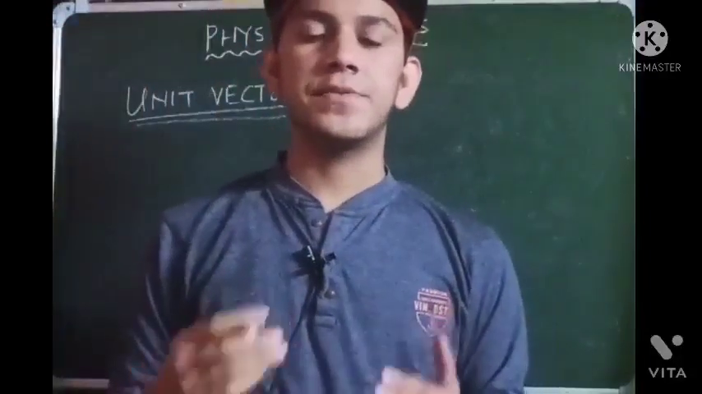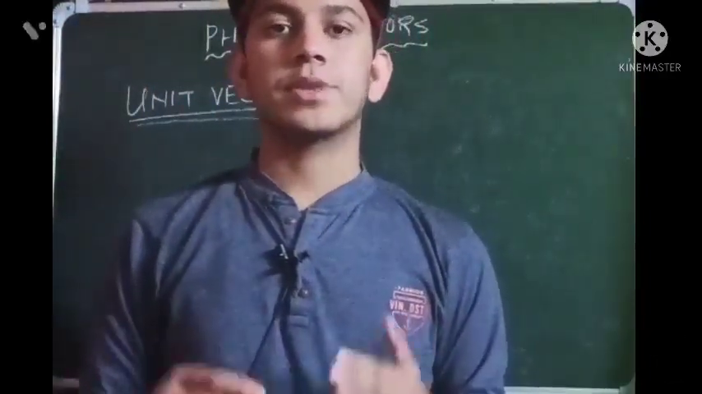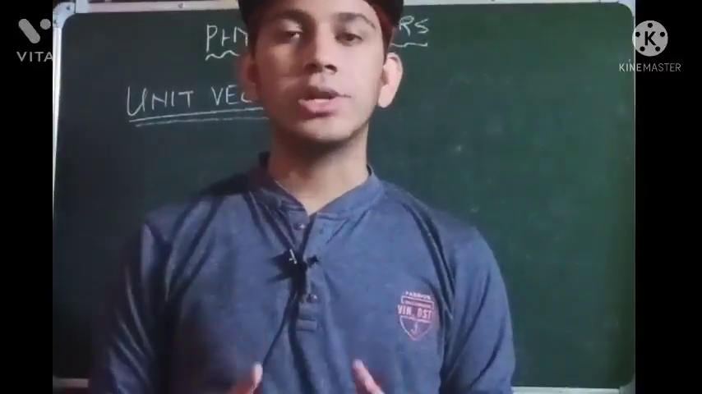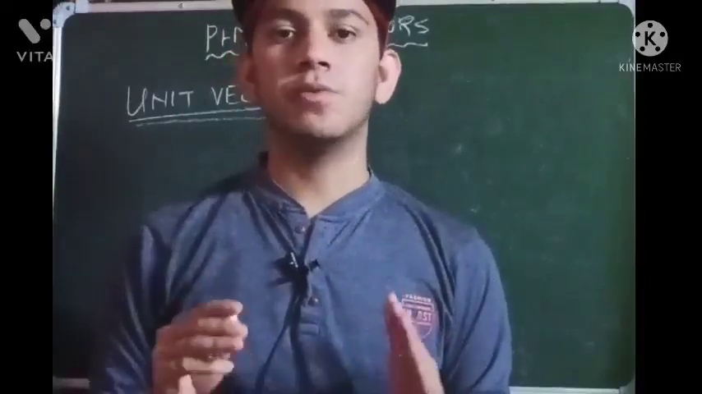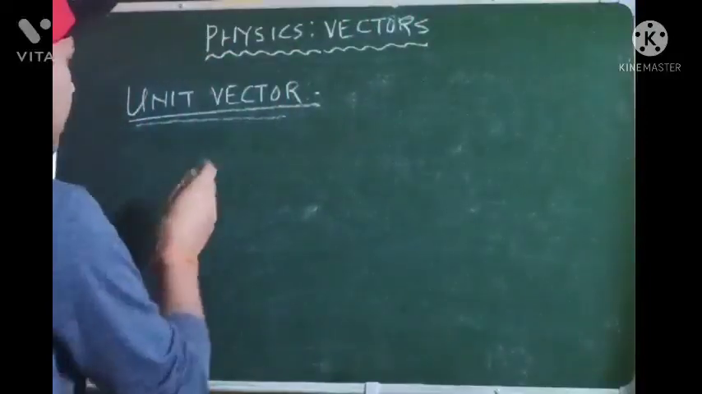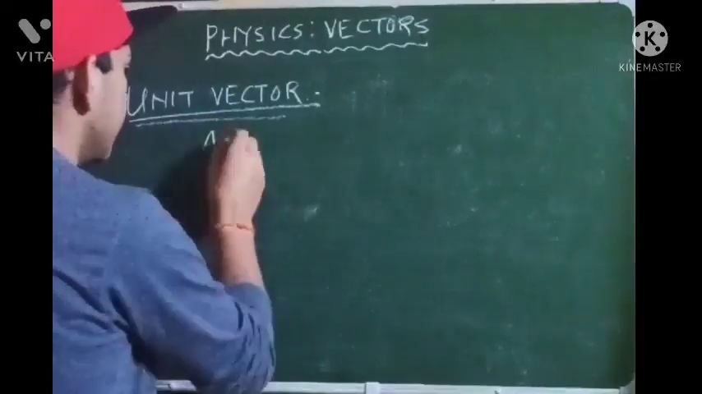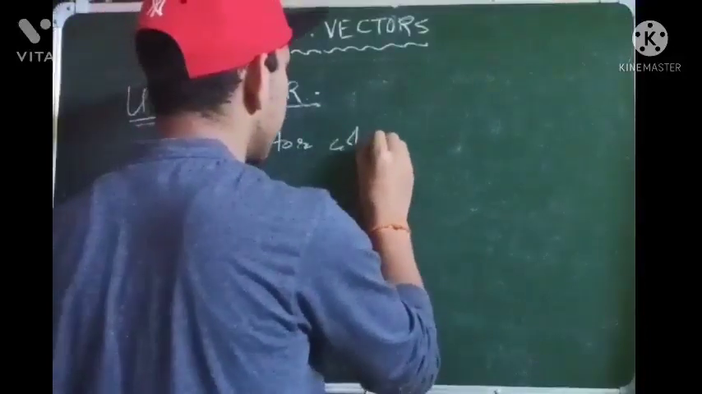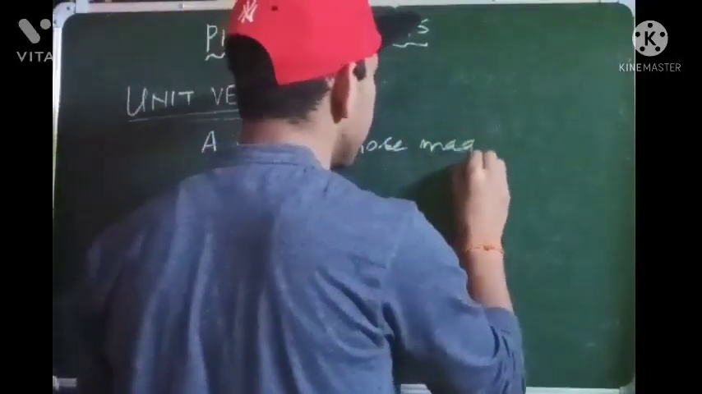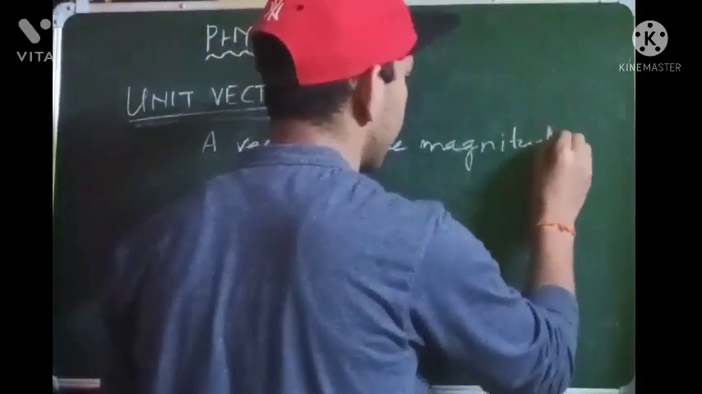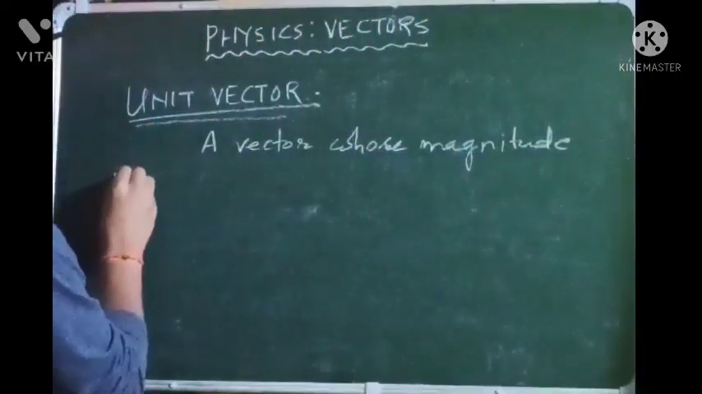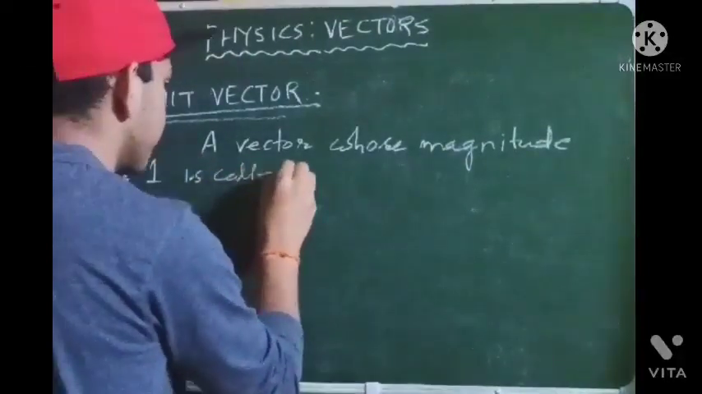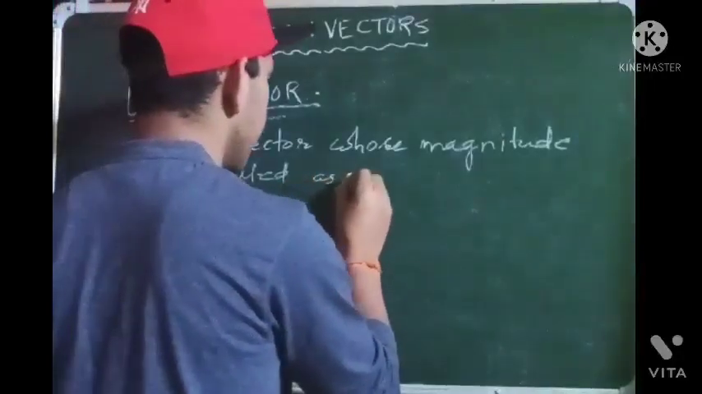A unit vector is defined as a vector whose magnitude is always 1. Whatever the direction is, the direction does not matter. The only necessary condition is its magnitude should be 1. So we can write: a vector whose magnitude is 1 is called a unit vector.